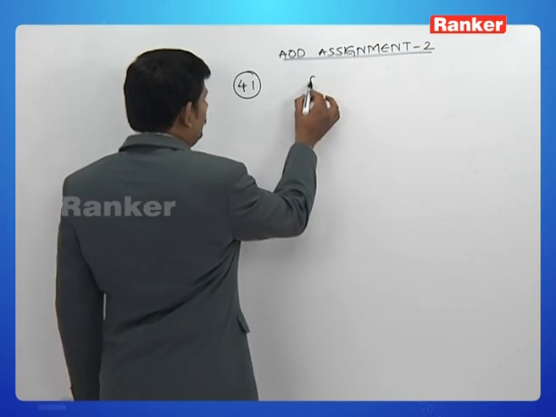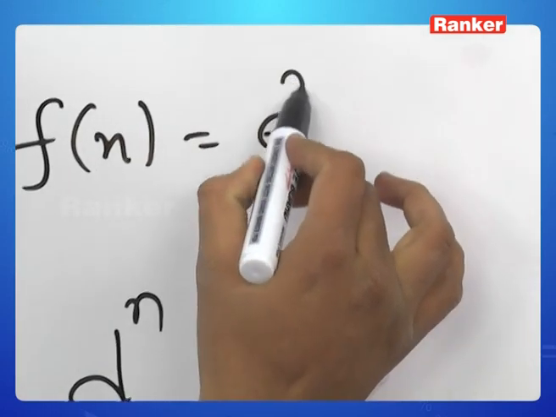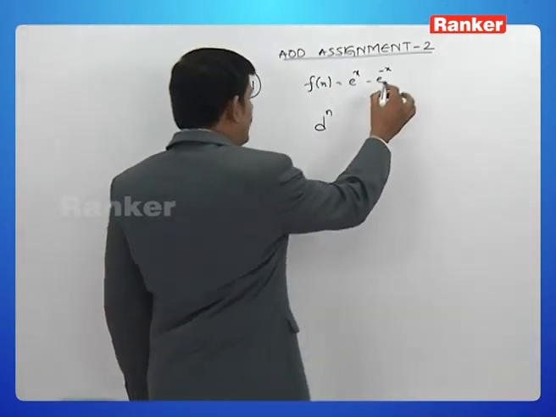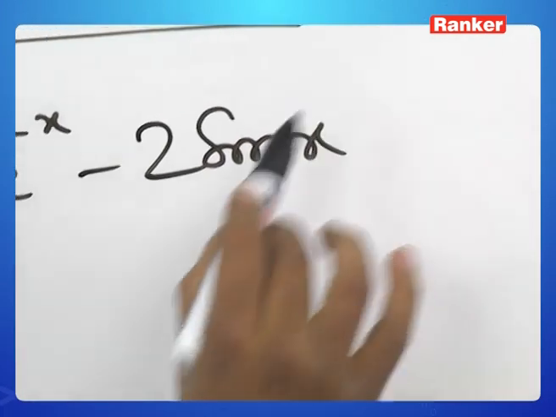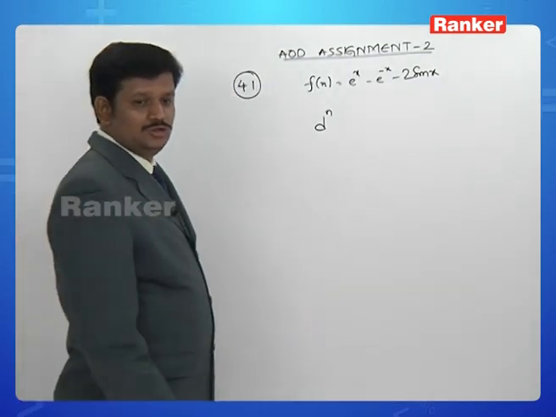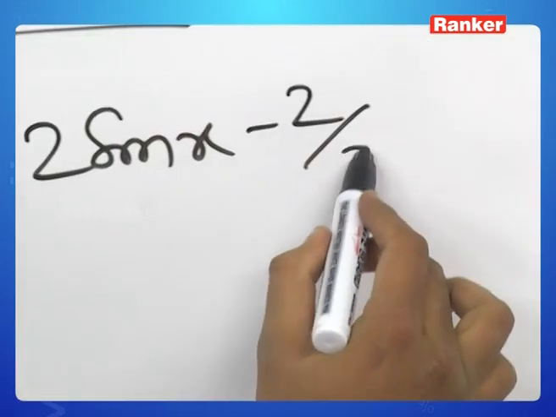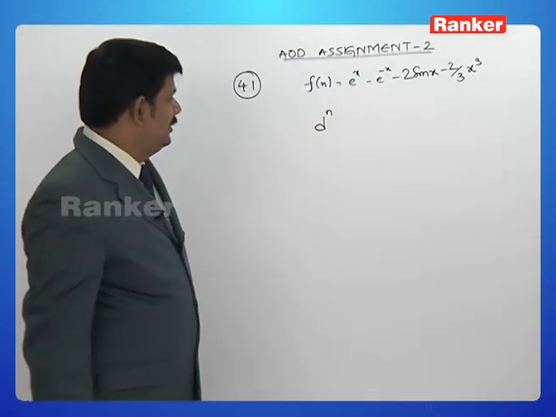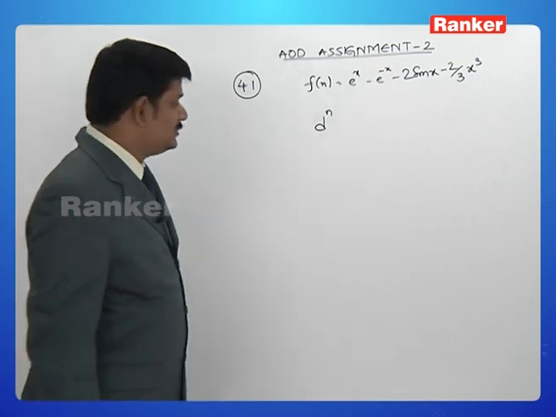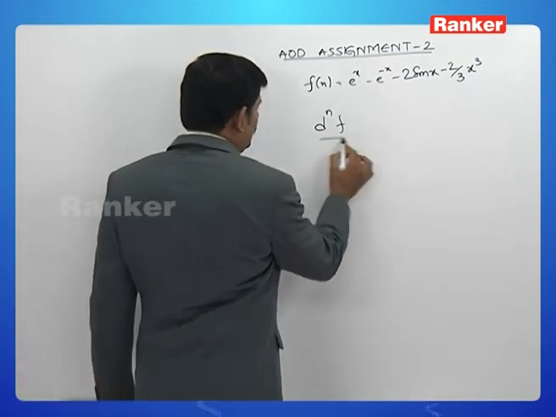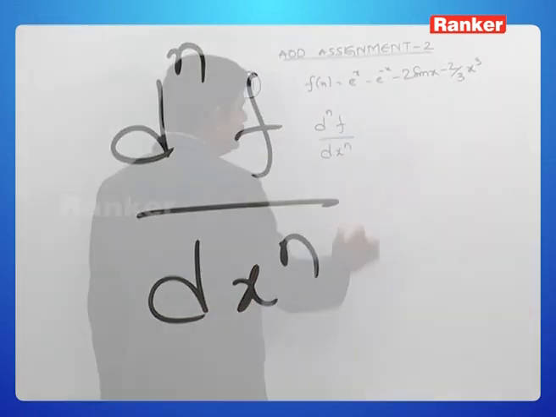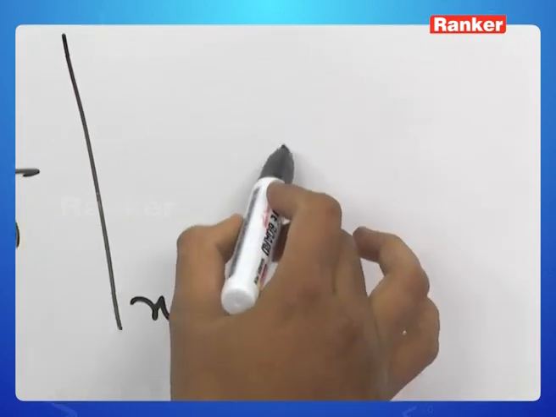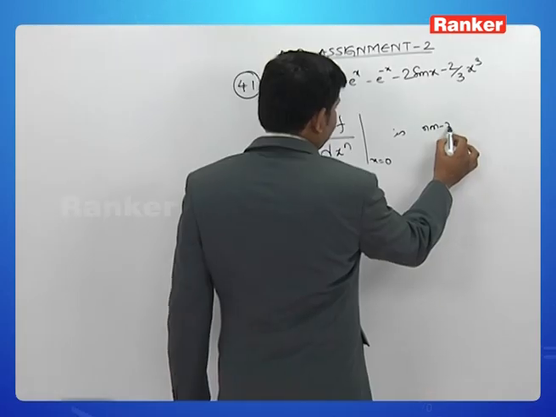So, for the function f of x equal to e power x minus e power minus x minus 2 sin x minus 2 by 3 x cube, we need to find the least value of n such that d power n f by dx power n, the nth derivative of f of x, at x equal to 0 is non-zero.